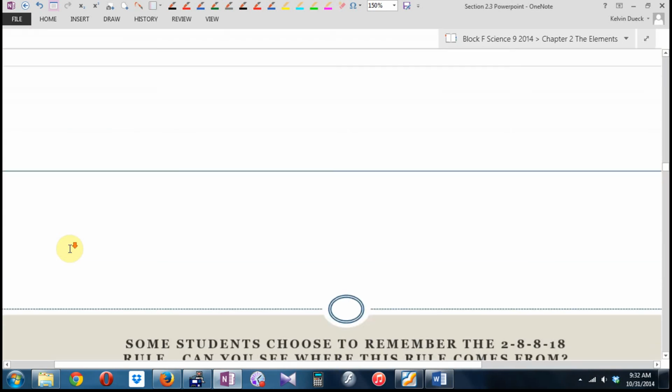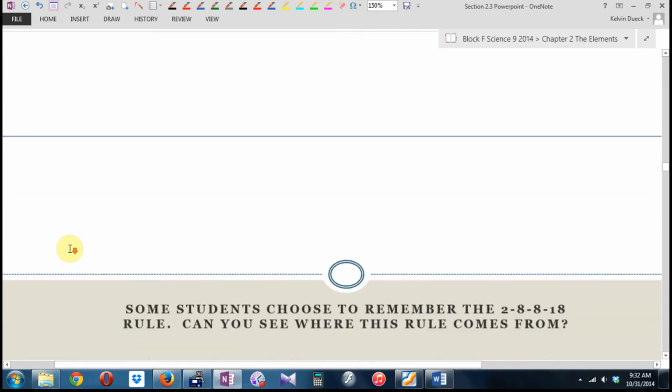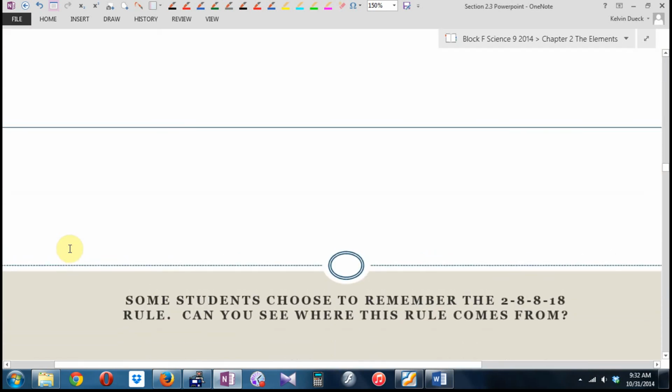Do I have one where we're going to draw one here? Oh, I wrote down here, some students choose to remember the 2-8-8-18 rule. And then I wrote, can you see where this comes from? Look up.